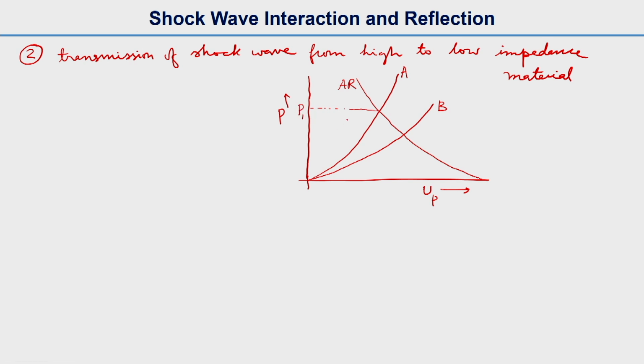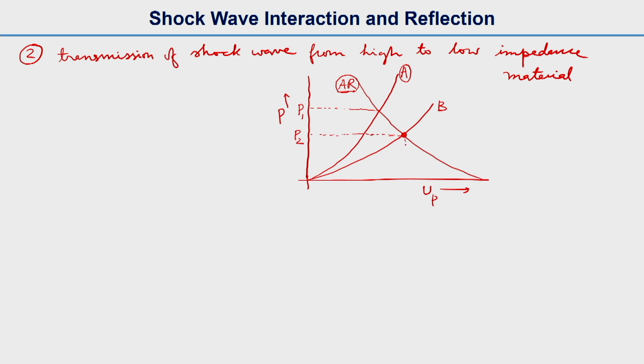So this is, let's say, AR, that reflected wave, and let's say this is at pressure P1 in medium A. Because the AR curve will cut the B curve at this point, the pressure in medium B will be P2. I am repeating again, this curve AR is a mirror image of curve A, and it cuts curve B at the point corresponding to pressure P2.